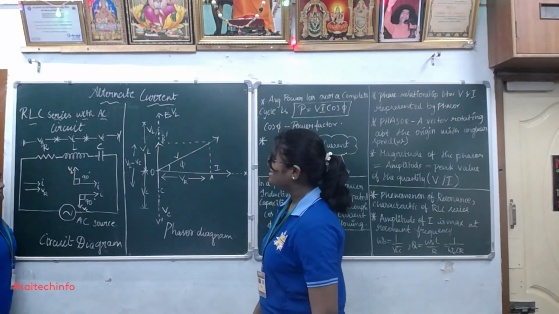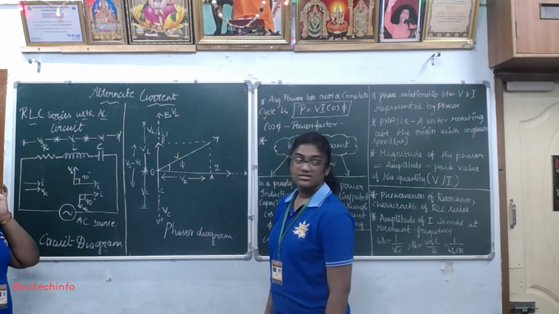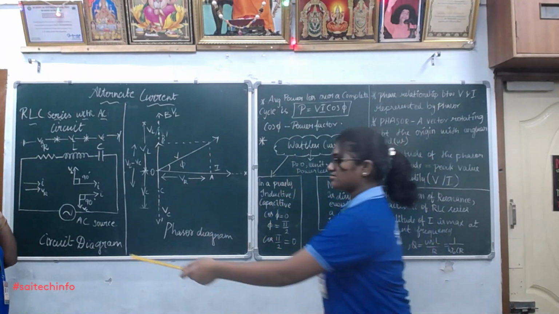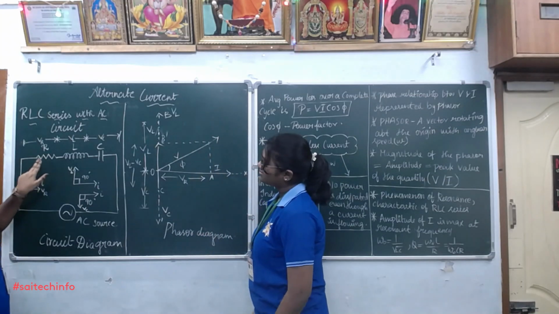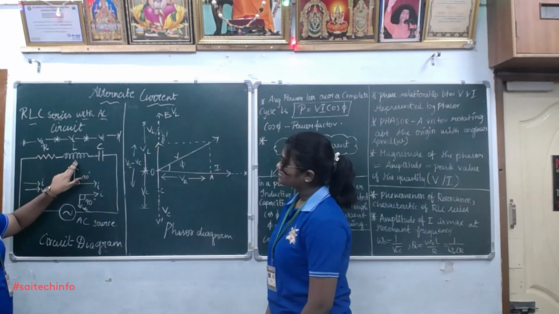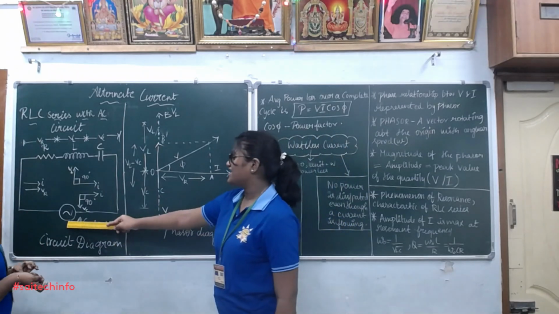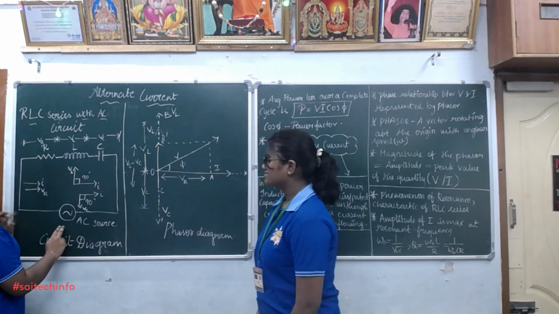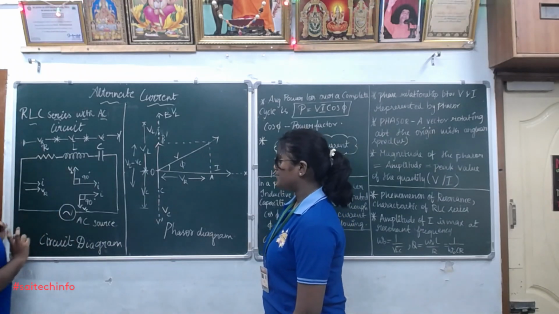What is the RLC? Now you can mark it so that everybody can watch it clearly. R represents resistor, L represents inductor, and C represents capacitor. This circuit is connected to an AC source, which is nothing but an input.